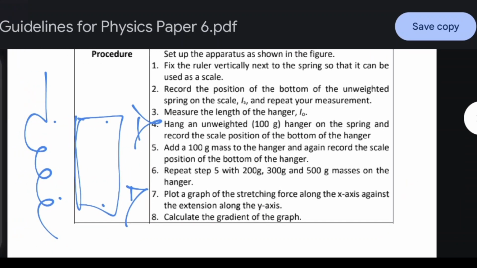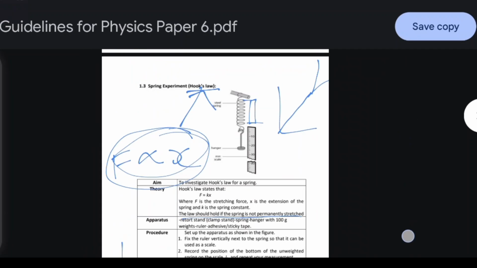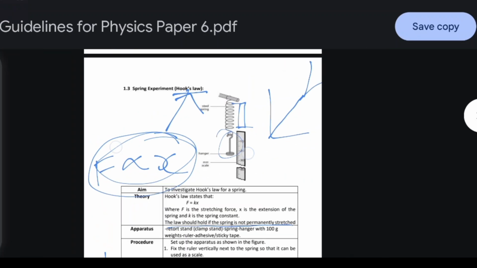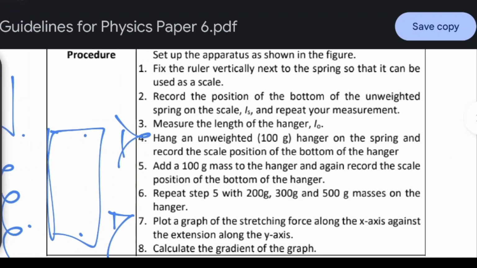Then measure the length of the hanger, L0. They're talking about this hanger, so you measure the length of this hanger. First you measure the length of the spring and then the hanger.